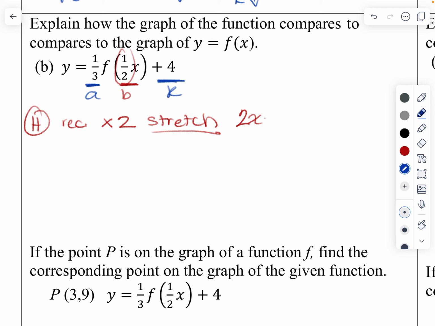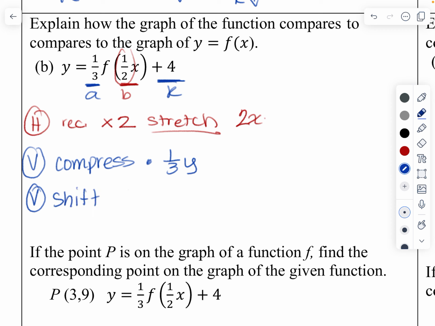Okay, and then let's take a look at vertically. We have our A is 1/3, so that is a vertical compression times 1/3 y. So you're going to take 1/3 of your y value, right? And then you also have a vertical shift because your k is 4, and that's going to take the function or the point and push it up 4. So you're just going to do your y value plus 4. But actually, you're doing 1/3 of your y value, which is coming from there, and then you're adding 4. So you're taking 1/3 of y and then pushing it up 4.